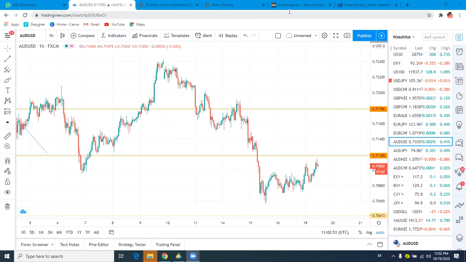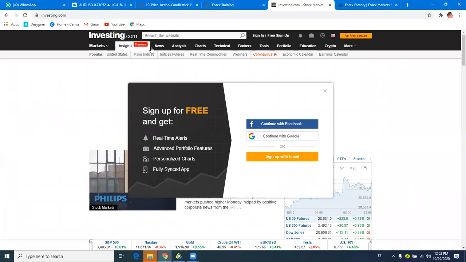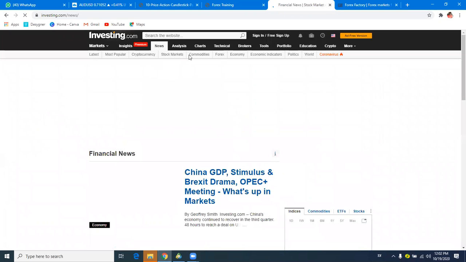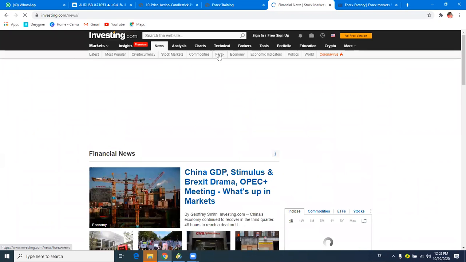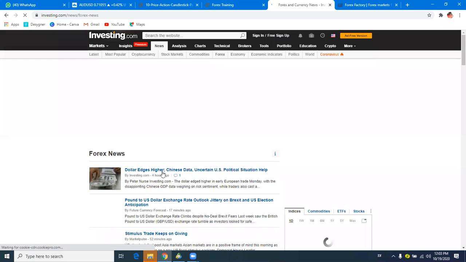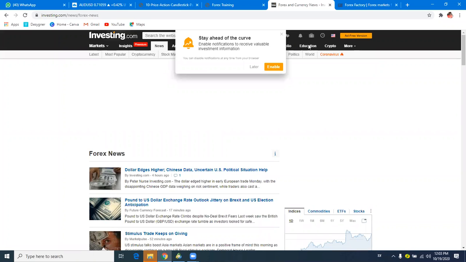You can also check investing.com. On Investing.com, you would see a lot of news on Forex, okay? You see it. "Dollar edges high 4 hours ago." It was a bloody lie. Dollar did not edge high or anything.